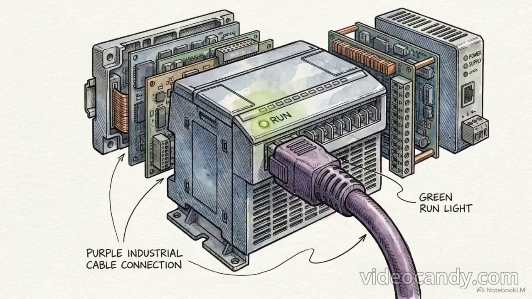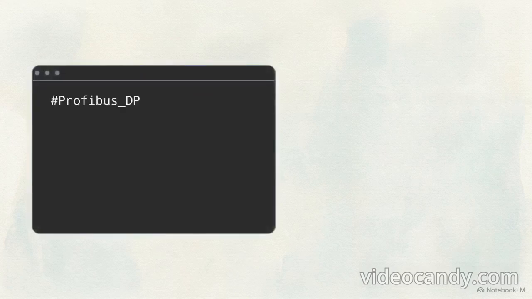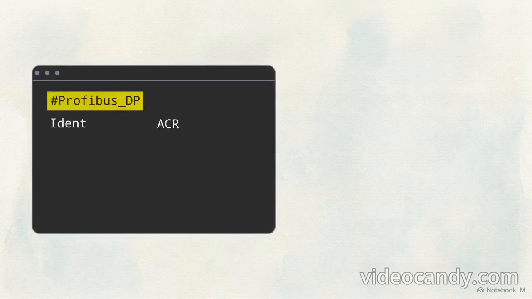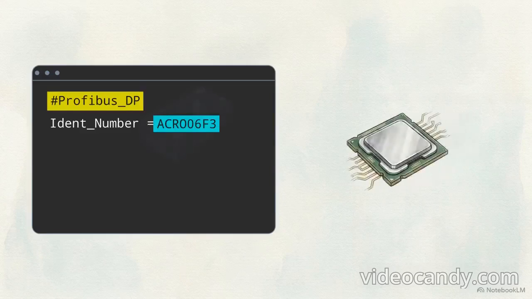Before a master controller can send a single voltage pulse to a slave, it has to successfully parse this configuration file. Every valid file begins with the hash PROFIBUS DP header. This exact line establishes the base protocol before the compiler executes subsequent logic. Right below the header is the ident number. This string of alphanumeric text, such as ACRO06F3, designates the vendor and the exact device model. This identifier is the primary gatekeeper.